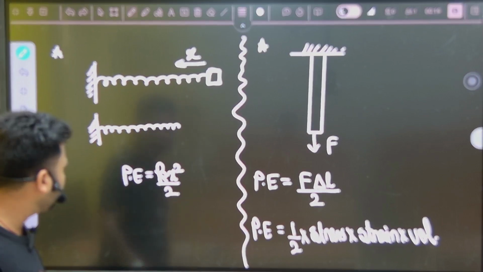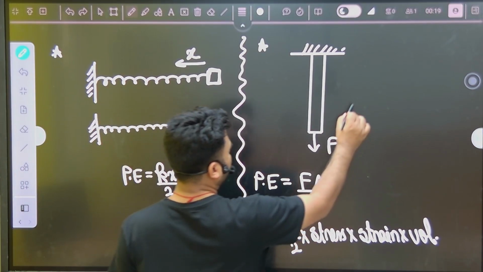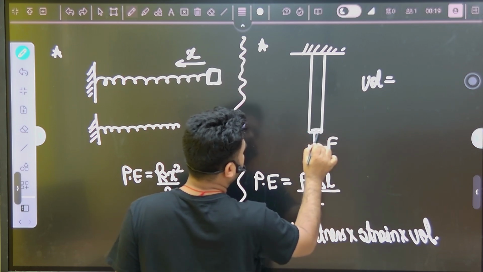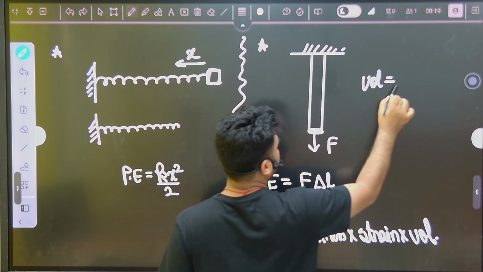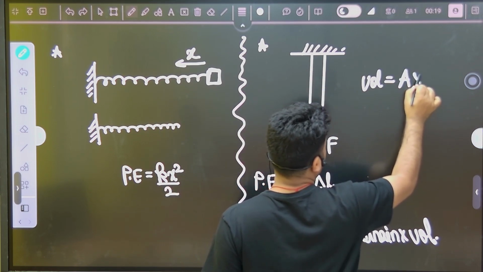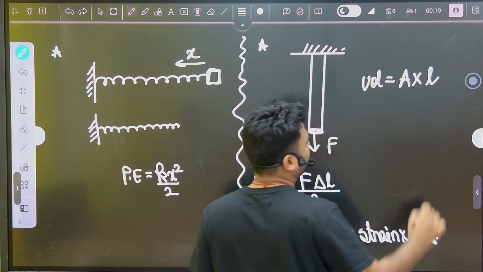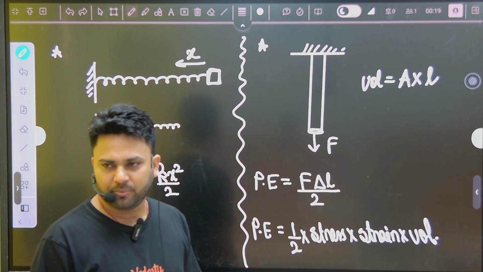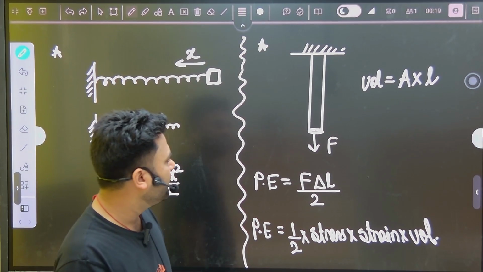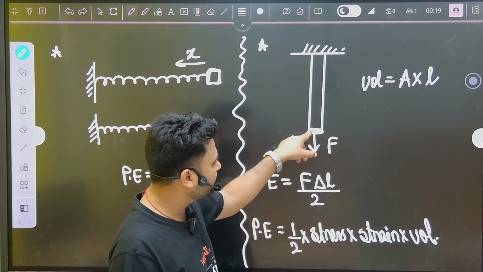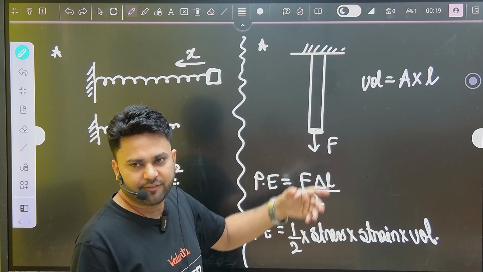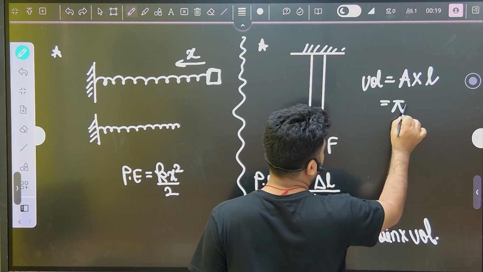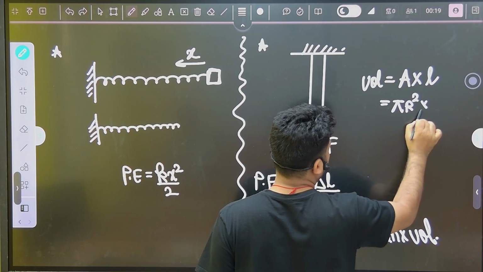So volume of the rod, what can you write? Like in this case, what is the volume of the rod? Volume is nothing but area of cross section multiplied by height. So area of the rod multiplied by height, that is length of the rod. Class 9, 10 basics. Volume is nothing but area multiplied by height. So what is the area of the cross section? If this rod is a circular rod, area will be pi r square. So we can write pi r square into L.